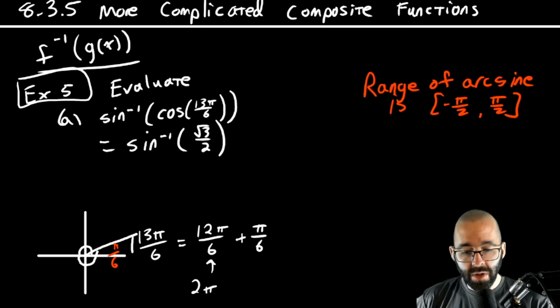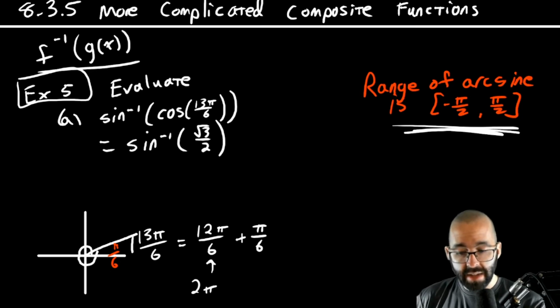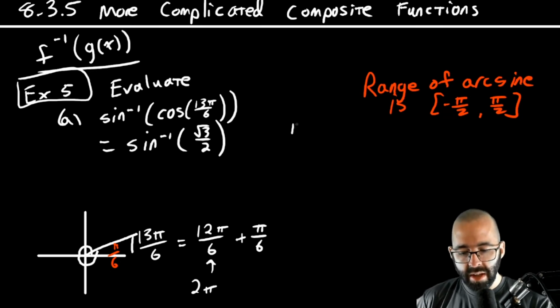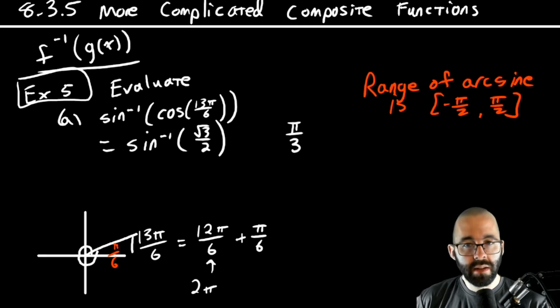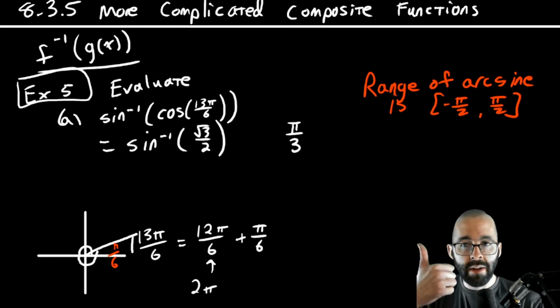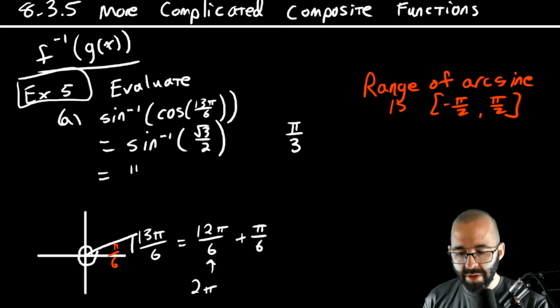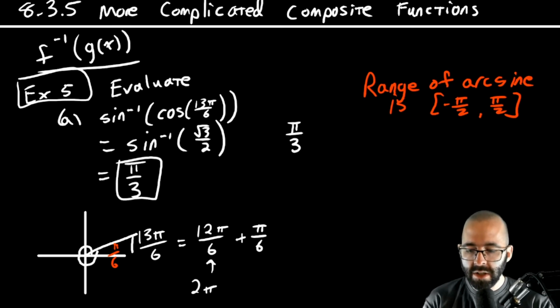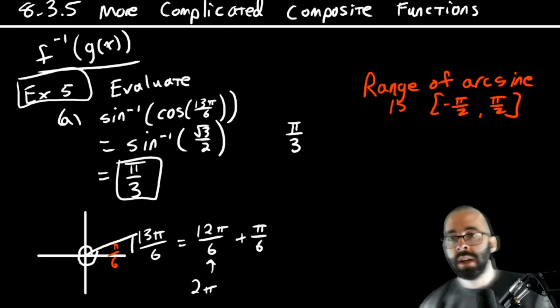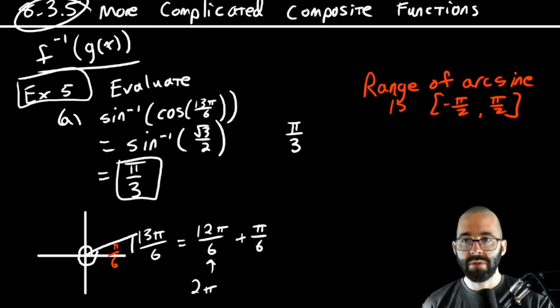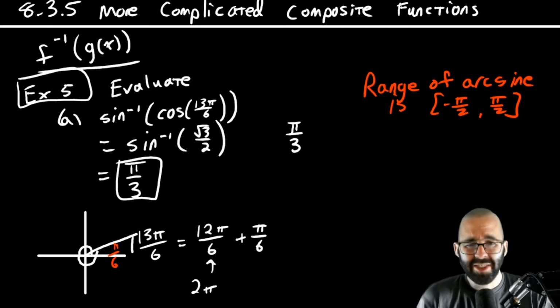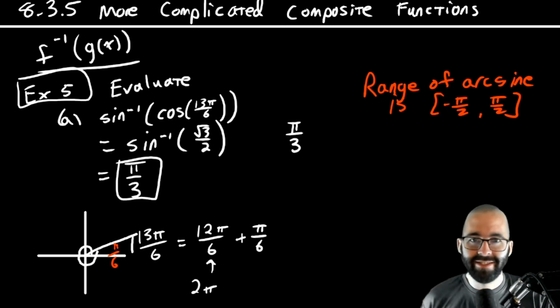So what angle in this interval has the sine be positive root 3 over 2? We think it might be pi over 3. Pi over 3 is in the range. Pi over 3 would give a positive angle. So it should be pi over 3. And again, you can check your answer with a calculator using the same method as 8.3.4. That's how you can do these ones.